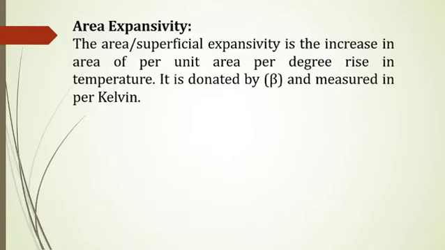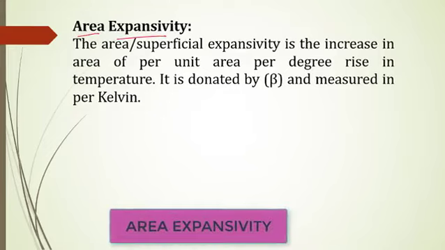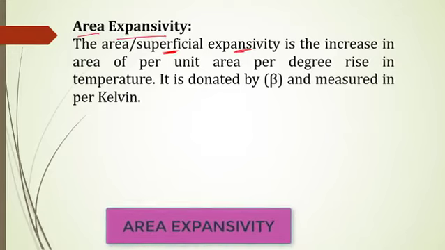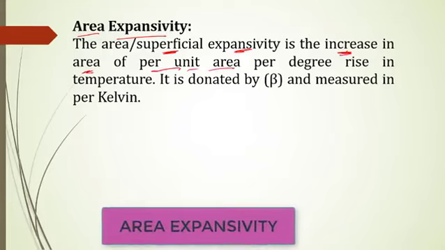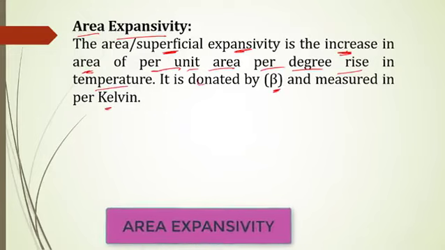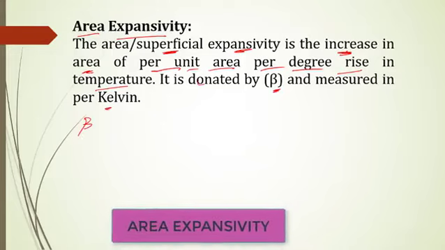At this point, let's talk about area expansivity. Another name for area expansivity is superficial expansivity, and it refers to the fractional increase in area per unit area per degree rise in temperature, and it is denoted by beta and measured in per Kelvin as well. So this is the sign for beta. It's a Greek alphabet as well.